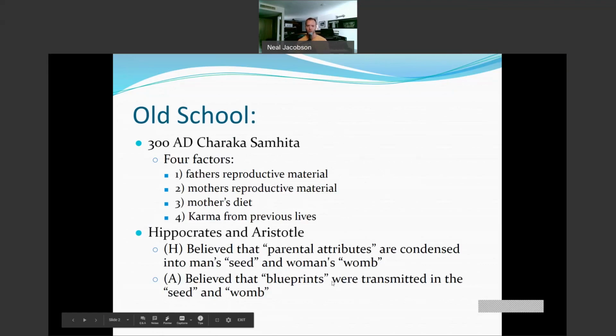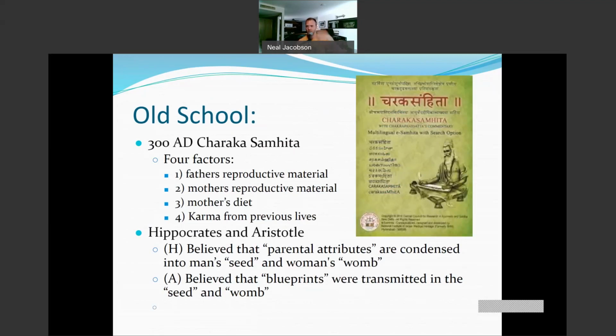And so that was sort of the Western idea, that it was less about diet and less about karma or anything like that. It was more like, okay, there's something in the constitution of the male, something in the constitution of the female that gets boiled down and reduced into the seed and womb that then get joined together with those characteristics. So they kind of had an idea of how it was working. They just had no material thing that they could provide. They didn't have DNA back then. They didn't know that DNA had anything to do with it.